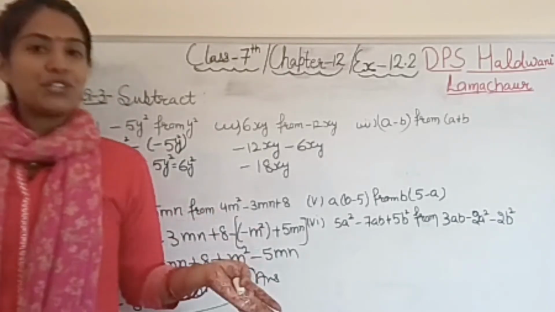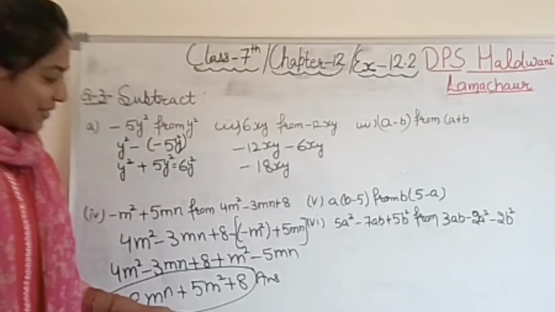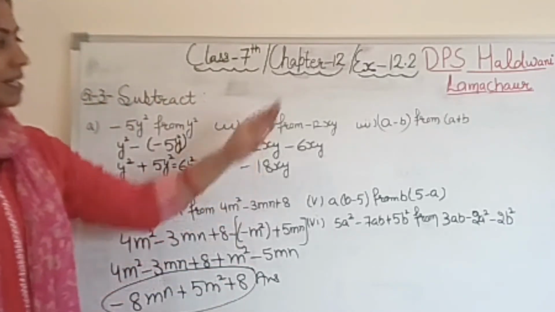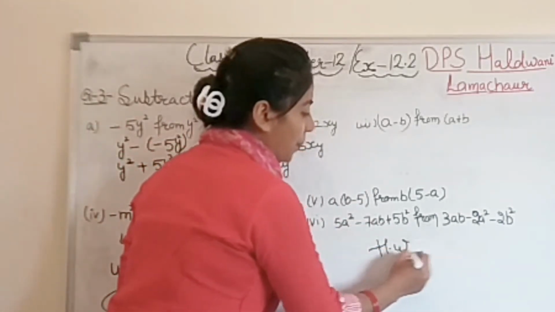Right? These many questions we have done. I hope now you got how to do it directly. So this was about 3 parts. Now these 3 parts are homework for you. You will solve them on your own.